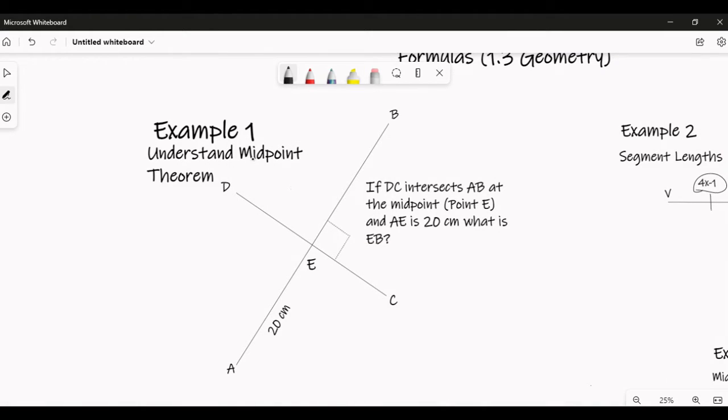If DC intersects AB, this line, at the midpoint, which is point E, and AE is 20 centimeters, then what is the length of EB? Since E is the midpoint, that means AE and EB are equal to each other. So if AE is 20 centimeters and AE and EB are equal, then EB also has to equal 20 centimeters.